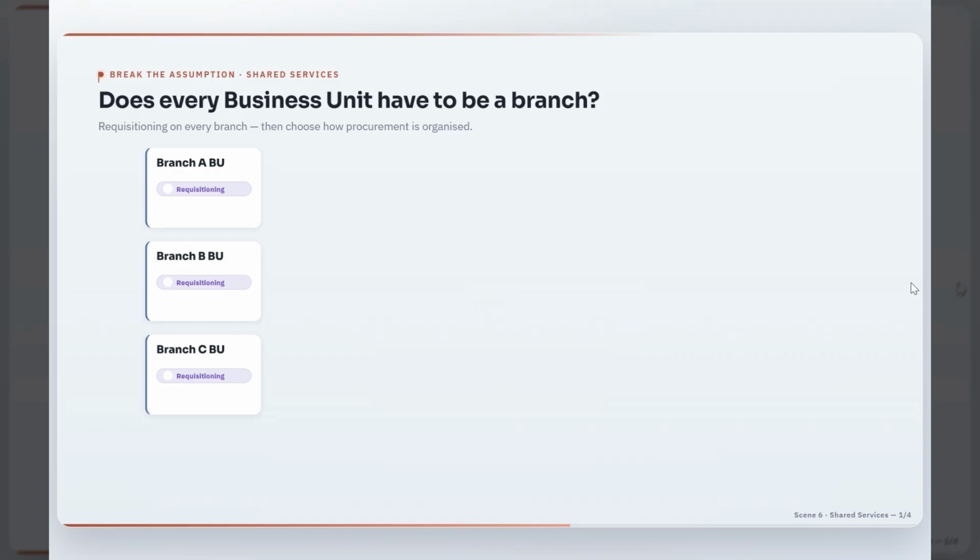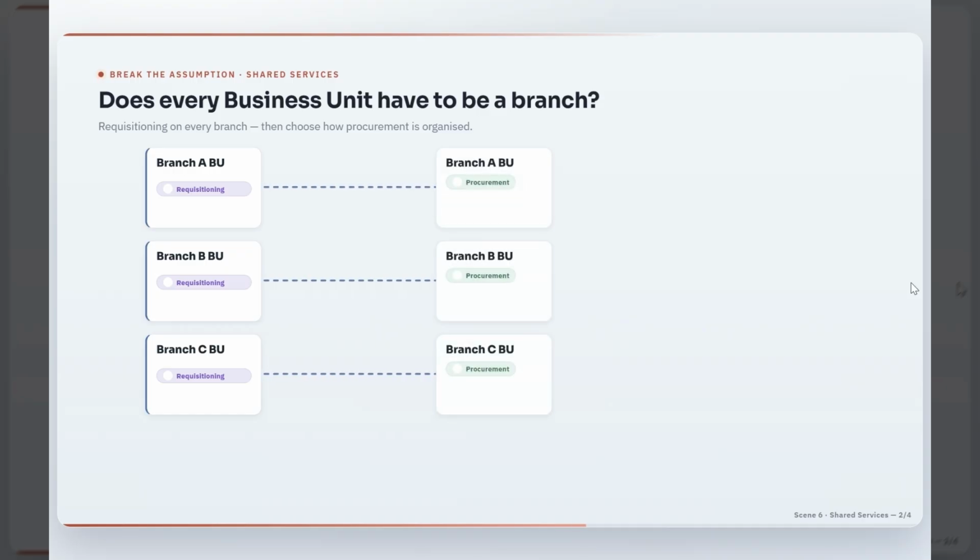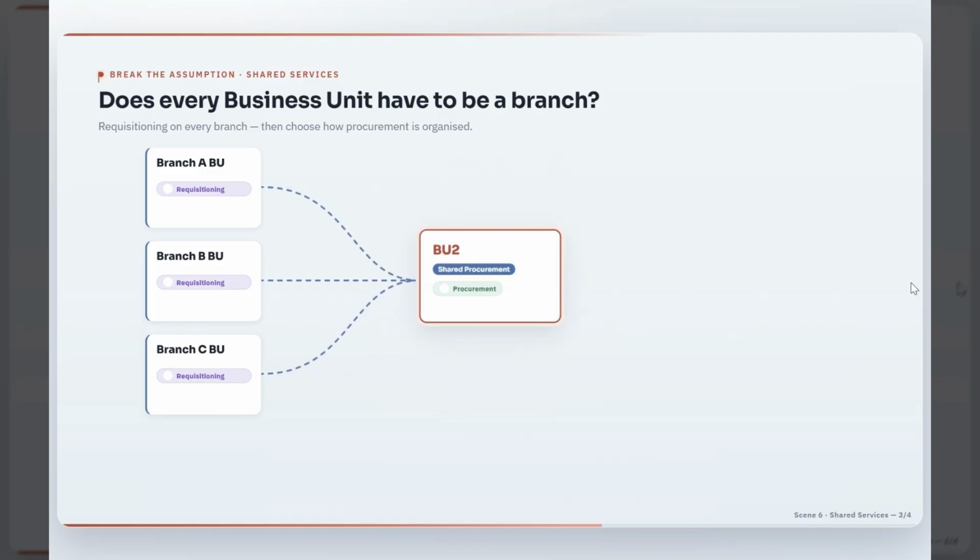Branch A performs procurement for branch A, branch B performs procurement for branch B, and branch C performs procurement for branch C. Each branch raises the requirement, creates its own purchase order, and receives its own goods. But perhaps the company wants stronger supplier negotiation, common pricing, and a smaller purchasing team. In that case, the branches retain the requisitioning function while BU2 receives the procurement function. The three requisitions now converge into one shared procurement BU. BU2 buys for all three branches.